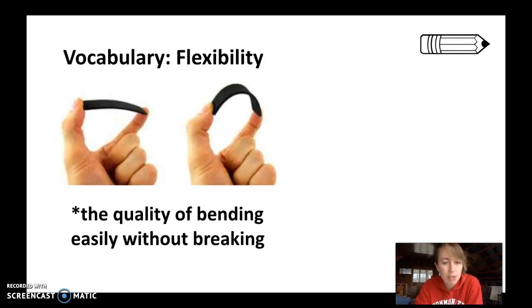So the first one is flexibility. You might have heard people described as flexible if they can stretch really well. A lot of dancers are flexible. So that's talking about being able to bend without breaking. So we can look at an example. This notebook has pretty high flexibility. I can bend it all the way without it breaking. Whereas a pen would not be flexible, right? If I were to actually try and break this, it would break instead of just bending.